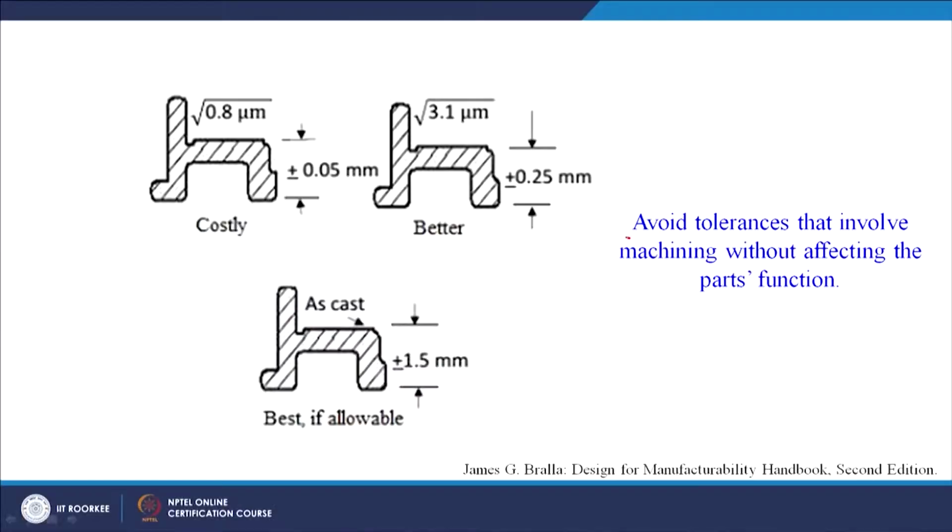Now this is one important slide which is a carry forward of the previous slide. It states, avoid the tolerances that involve machining without affecting the part's function. So the part's function is very important. Every product is designed for a specific function, and we have introduced the concept of function in value engineering. We normally define a function of a product as a verb and a noun. For example, what is the function of a fan? It is to circulate air.